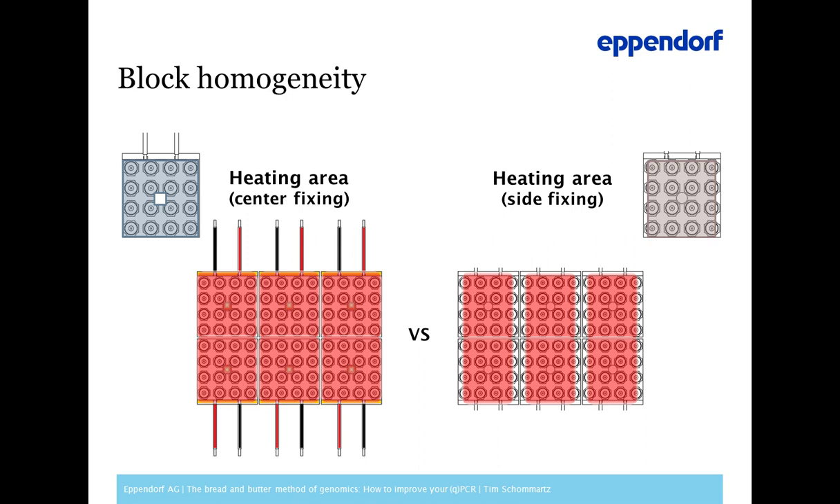So what do I mean with block homogeneity? You might know that the heating and cooling of a cycler is done by Peltier elements. These are the things which are doing the heating and cooling. And this is the most technical slide that I have in my whole presentation. There are two different ways to fix them. You can have the heating area with a center fixing as depicted on the left-hand side, or with a side fixing as depicted on the right-hand side. I can tell you that the Eppendorf Mastercycler X50 is using center fixing.